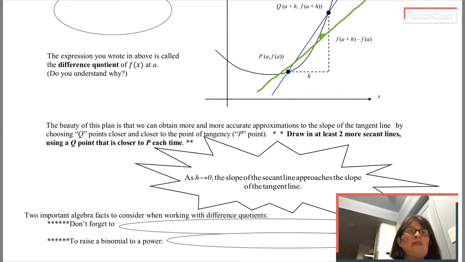Question is, if we let my green point get closer and closer and closer to P and keep drawing that secant line, are we going to end up with one answer? So would you draw in 2 more secant lines just to practice that idea, letting your point get closer and closer to P, and then I'm going to end this video with this big thought. As h gets closer and closer to 0, so as Q gets closer and closer to P, the slope of the secant line is going to approach so much that it's essentially going to be equal to the slope of the tangent line. That's our big topic.